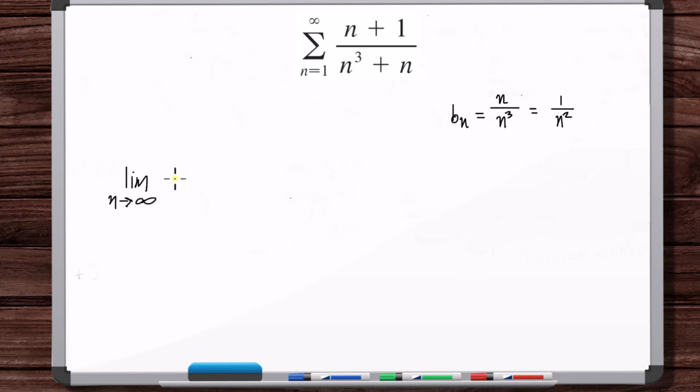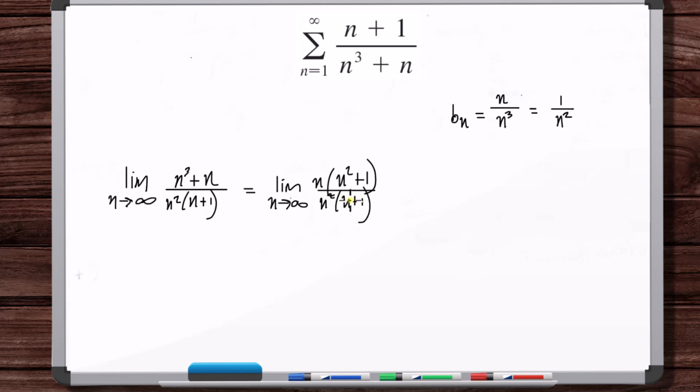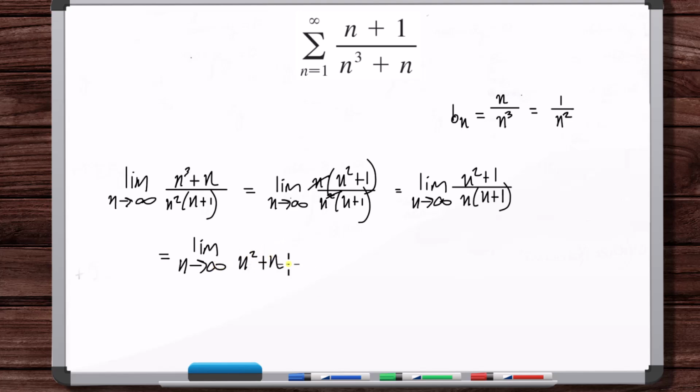So you've got n cubed plus n over n squared times n plus 1. So n squared plus 1 over n squared times n plus 1. So you've got n, this is n squared plus n.